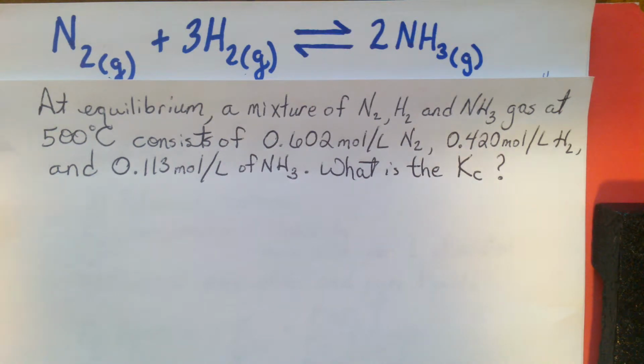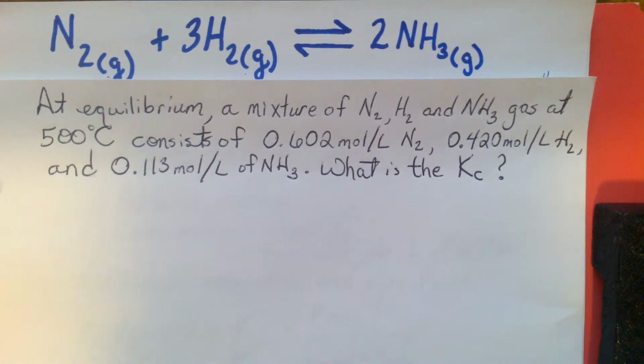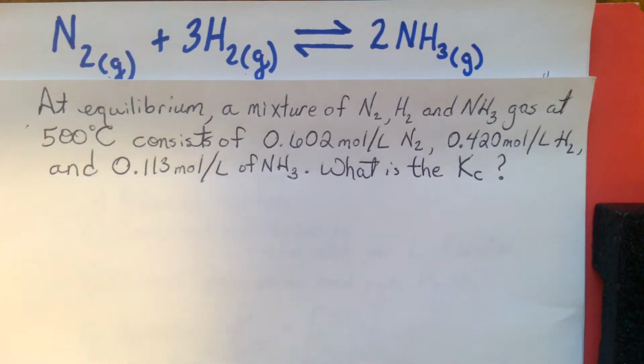Okay, so at 500 degrees Celsius, this mixture consists of 0.602 moles per liter of nitrogen, 0.420 moles per liter hydrogen gas, and 0.113 moles per liter of ammonia gas. And our question is, what is the Kc? What is the equilibrium expression value here? The first thing we want to do is write that expression.